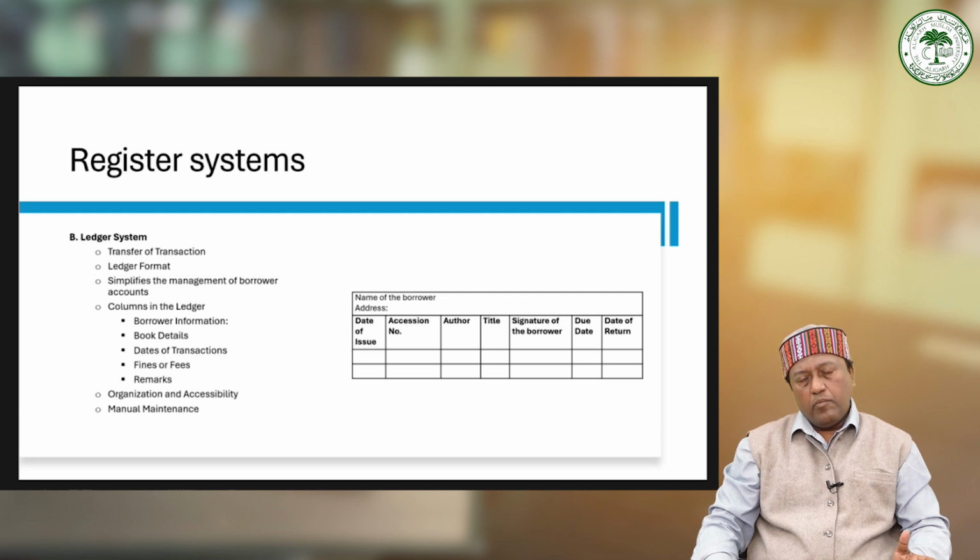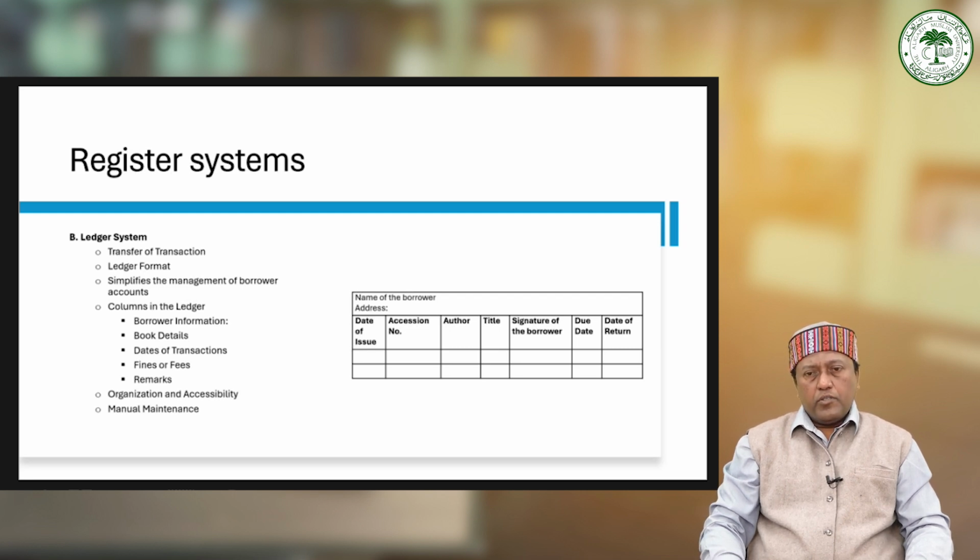And when we switched from day book to a ledger system, the ledger system is a bit more comprehensive. The day book system you can manage with a small number of users, but even in the ledger system, at least 100 or 150 users can be maintained easily with the help of a ledger system.